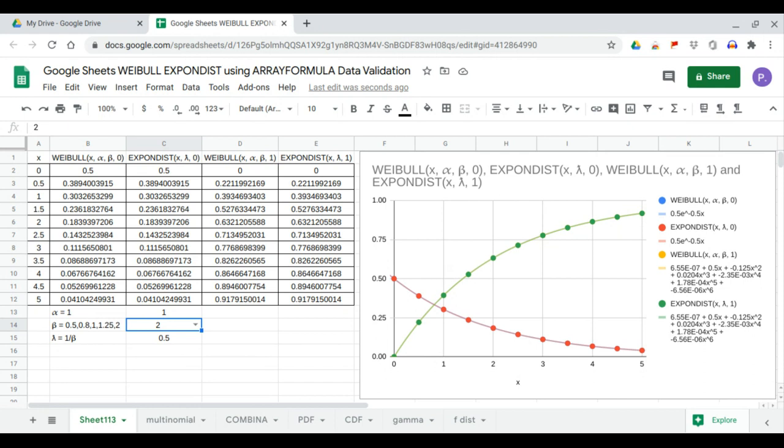This completes the use of array formula and data validation in generating the dataset and trend line of the Weibull function and the EXPONDIST.